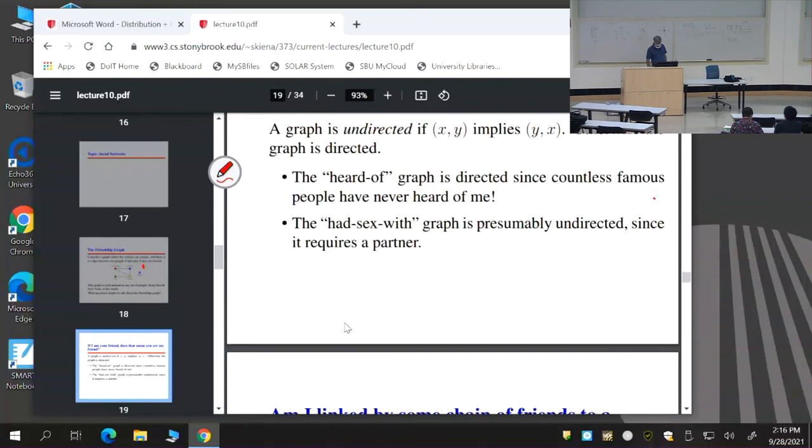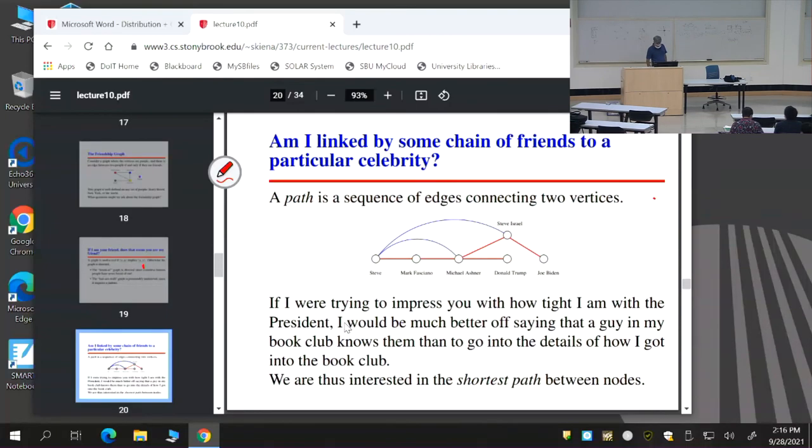Again, I talk about various properties of friendship graphs. I want to make sure it's clear what the difference is between an edge and a path. In the friendship graph, you can ask yourself, are you connected to President Biden? Now, I assume there's no one in here that is a friend of Joe Biden, and if they are, let me know. But I am proud to say I am the friend of a friend of Joe Biden's. And so that means there's a path of length 2 in the network.